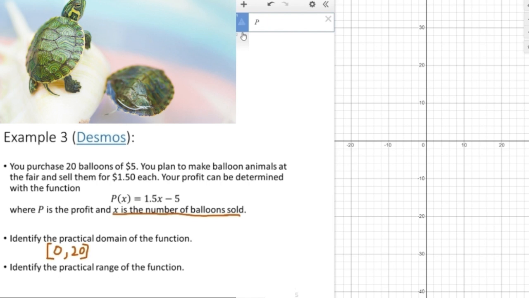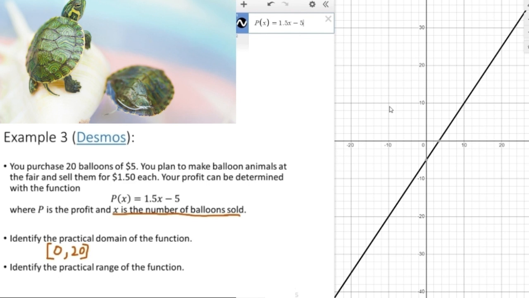Now, how can we use our practical domain to find the practical range? If we go to Desmos, we can start off by typing in our function. Notice when I type in my function, I do get a line, but my line goes on forever in both directions. Well, just like with piecewise functions, we can restrict our function to the particular domain by typing in our condition for x. The interval [0, 20] means that x is between 0 and 20, and x can be 0 and can be 20. So the interval [0, 20] is the same as saying 0 is less than or equal to x, which is less than or equal to 20.